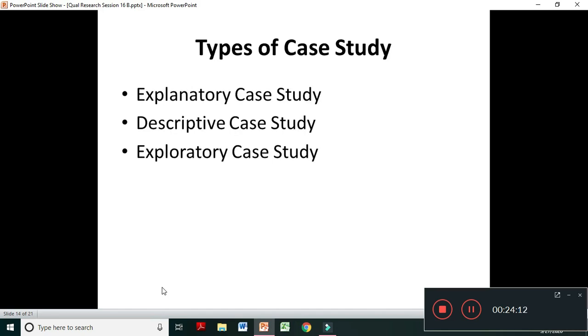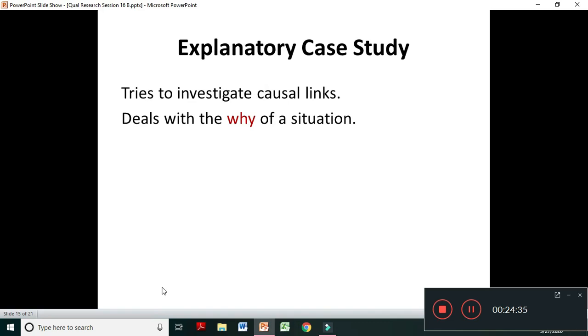So now we are going to see what the different types of case study are. There are three kinds of case studies. The first one, explanatory case study, then descriptive case study, and then exploratory case study. So let's see how they differ from each other. Explanatory case study. Explanatory case study tries to investigate causal links, deals with the why of a situation.